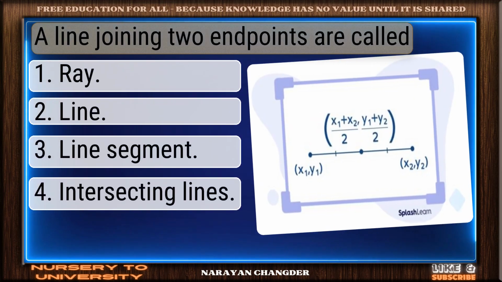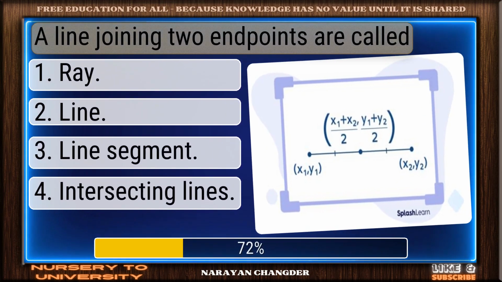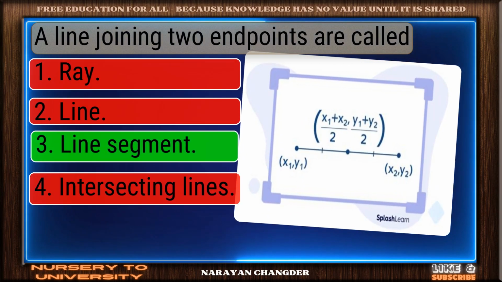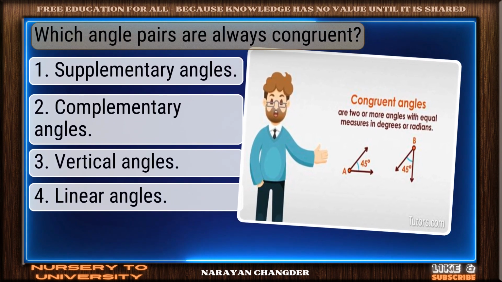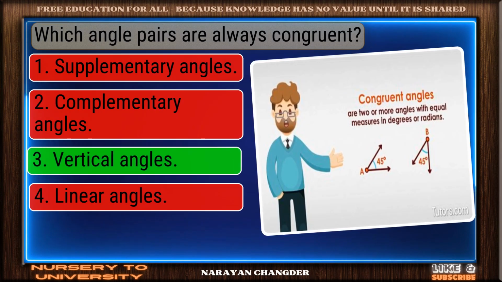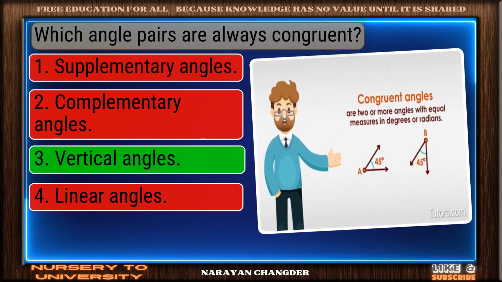Question number 241. A line joining two endpoints is called. Valid point. Line segment is true. Question number 242. Which angle pairs are always congruent? Strong choice. Vertical angles is the right answer.